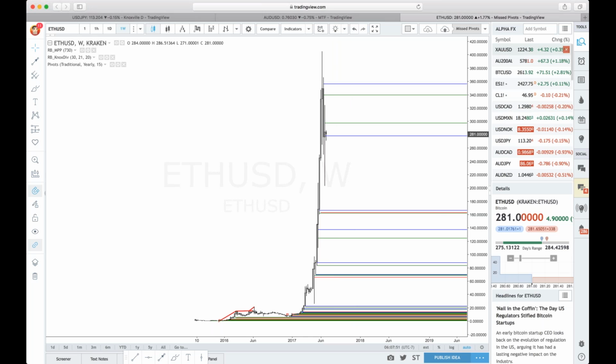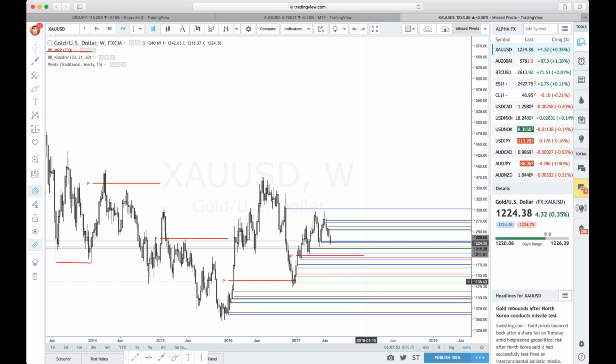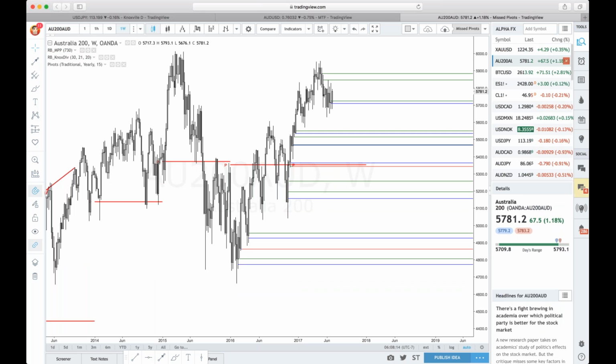Let's take a look at gold. A lot of people love gold, but gold really doesn't have a huge number of missed pivots. It doesn't have a lot of them. If you look at the chart right here, we're not really looking at an extraordinary amount of missed pivot levels. In fact, gold could move in either direction right now. There doesn't seem to be any suggestion that it's going to travel in one direction or the other. I would favor maybe the short side over the long side.